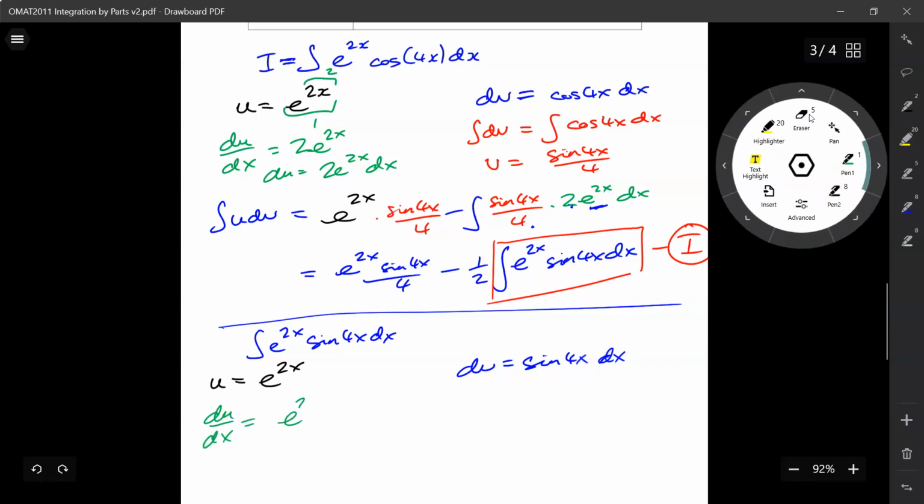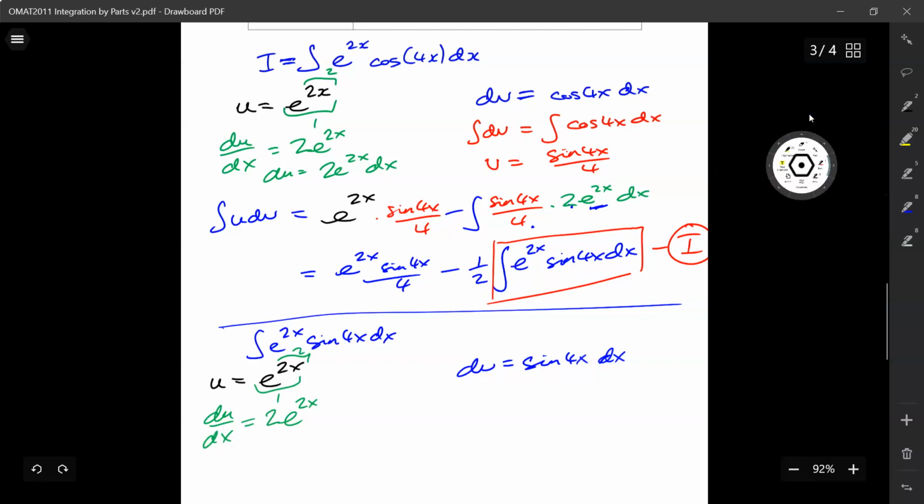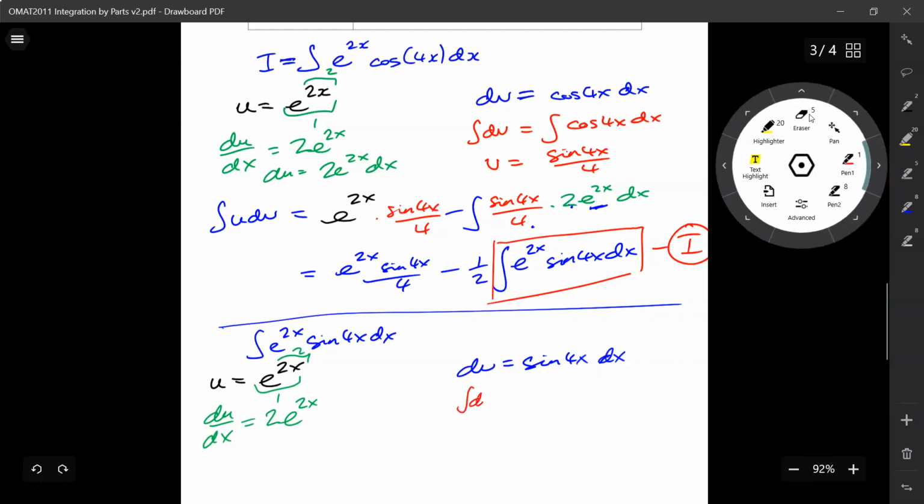So it's exponential 2x, the outer function, and the derivative of the inner function is 2. On this side, I integrate dv, the integral of sine 4x dx. That tells me v is equal to the integral of sine 4x, which is minus cosine 4x divided by the coefficient of x, which is the 4.